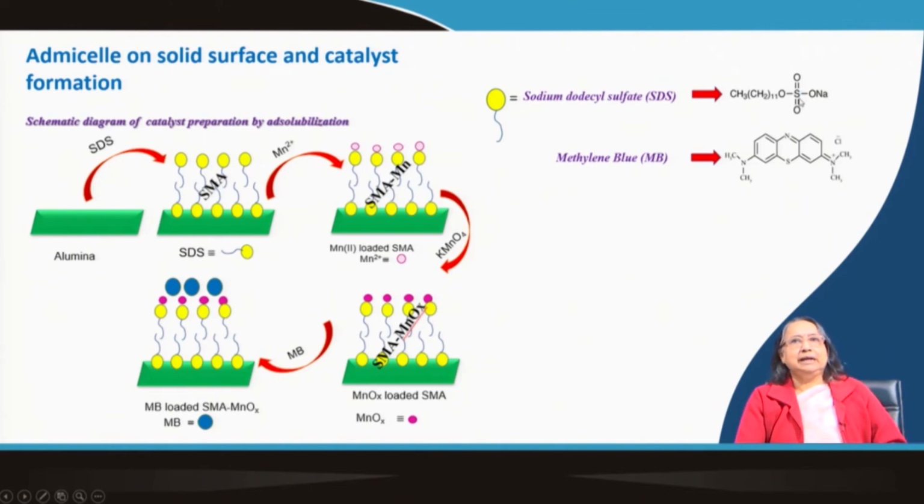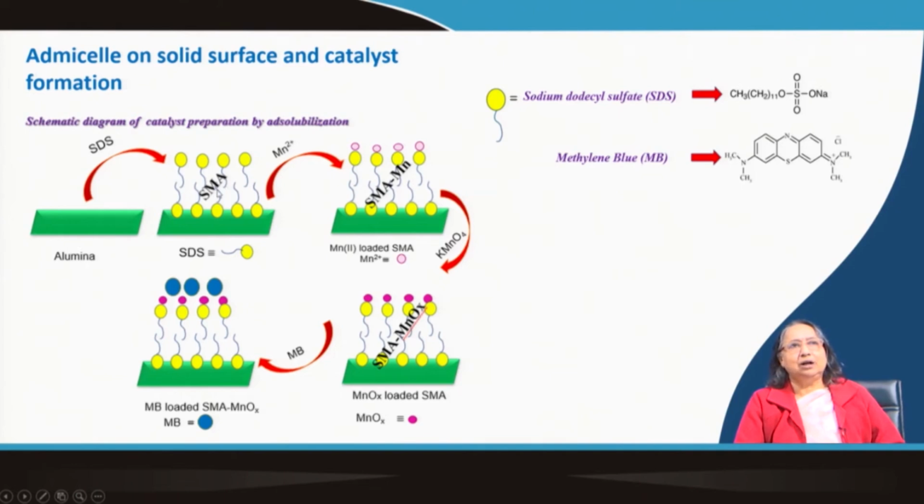Sulphate group, okay, negatively charged. So, in that case, if the solid surface is positively charged, then the surfactant will arrange itself. The first layer will be like this, then the second layer of surfactant will be like this. Okay. So, basically it is a micelle type structure, but it is adsorbed on the solid surface, and that is why it is called SMA.